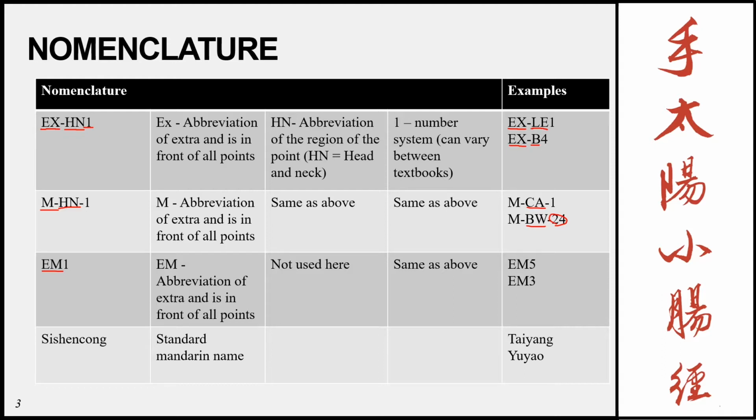And the 4th and final way you might see points classified is according to their Mandarin name. So like the point we've been doing here, EX-HN1, its Mandarin name is Zishen Kong. So this is the standard Mandarin name, and this is also quite standard, as most textbooks use the same name. In my notes, I use the first method combined with the Mandarin name. And this is to make it easier for you to identify the points in other textbooks. And then I give 2 other examples, such as Taiyang or Yuyao.